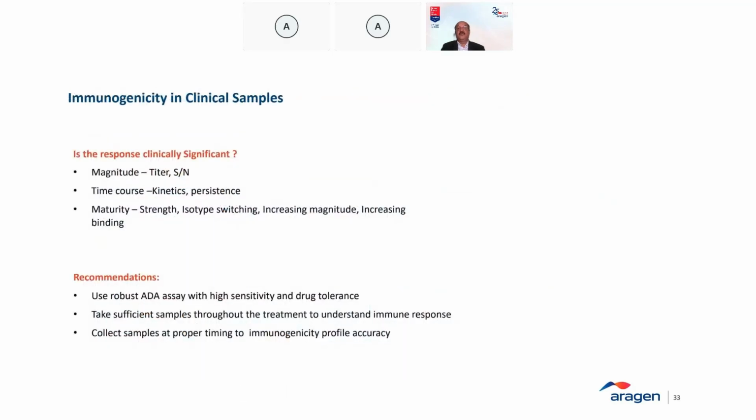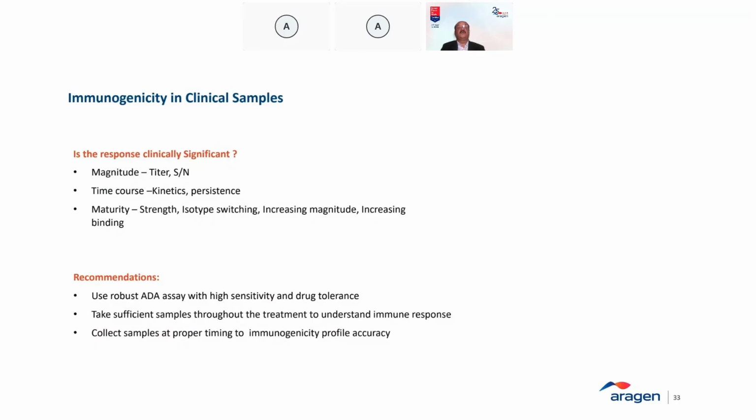When we go to the clinical scenario, the critical question is, okay, you have antibodies, but are they really clinically significant? And the way that is addressed is we look at three different factors. The first factor is magnitude. How big is your response? And that is assessed by looking at the titers as well as the signal to noise ratio. A higher titer is alarming, as it shows that your response is really high.